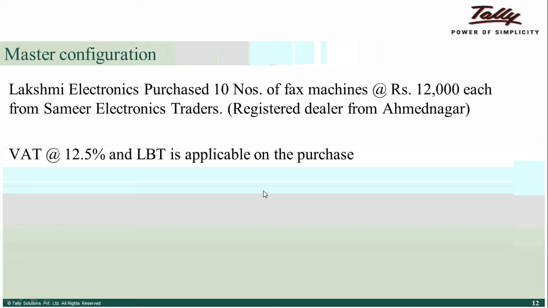So now coming back to the master configuration. Right now we have seen how to enable the LBT details in the company master. So now we will come to know how exactly the LBT masters are to be created. Let us understand this using a simple example.